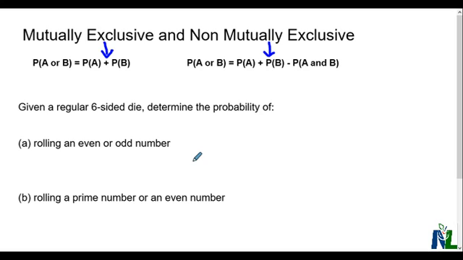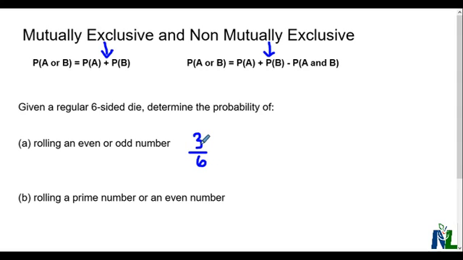So let's look at the example of rolling a six-sided die here. What's the probability of rolling an even or an odd number? Well, since you can't get a number that's both even and odd, this is in fact mutually exclusive. So I'm just going to apply the first formula here. Probability of A plus the probability of B.